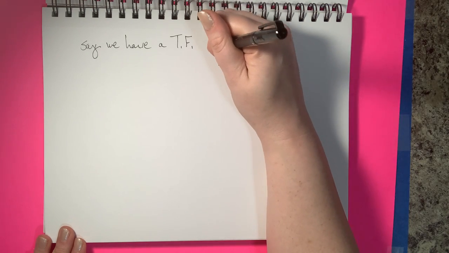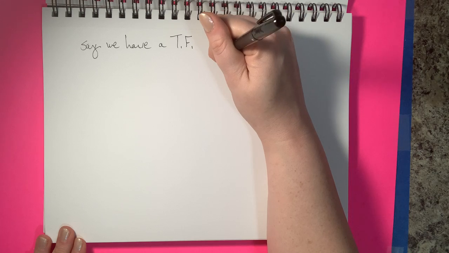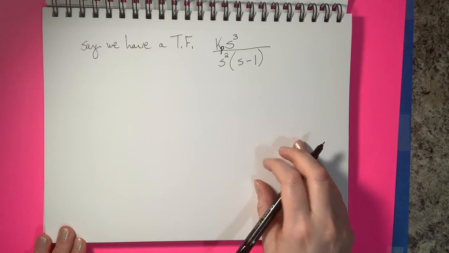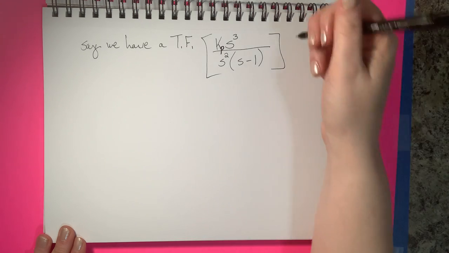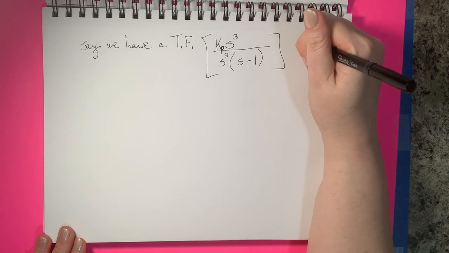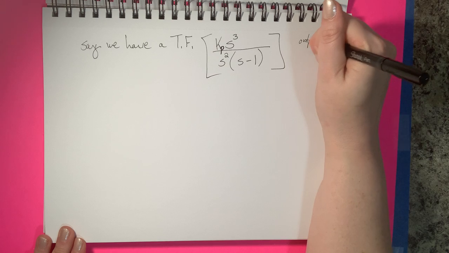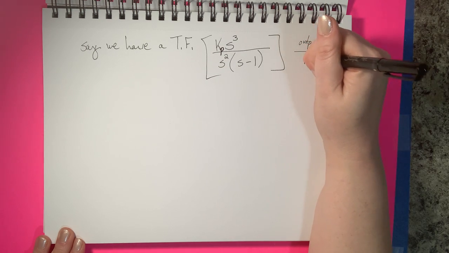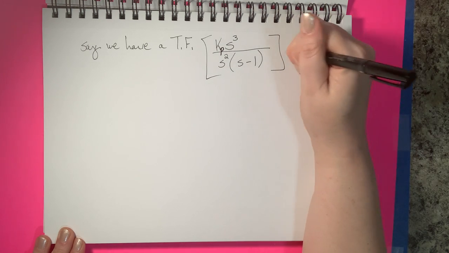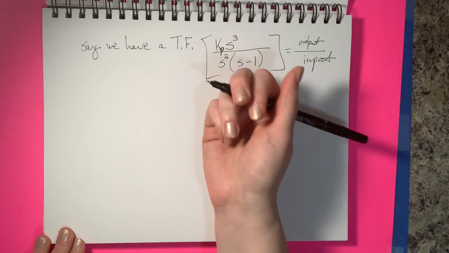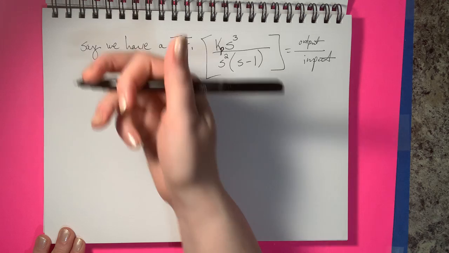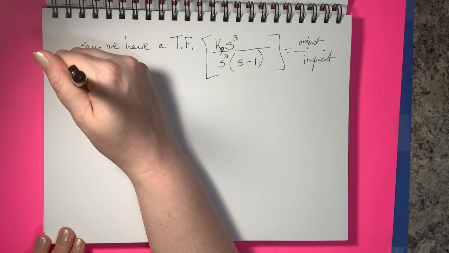And let's give it a capital K. Let's say K sub P, something like that. So this is our transfer function for our system, okay? And that, again, means that that is output over input. Okay, so that's our entire system. All right, so how do I go back to the time domain?